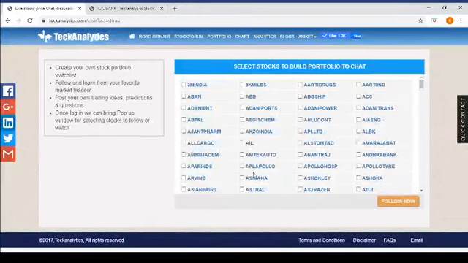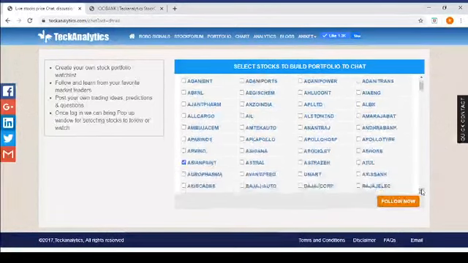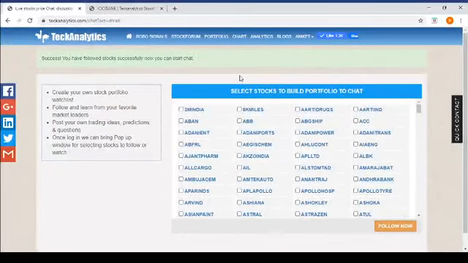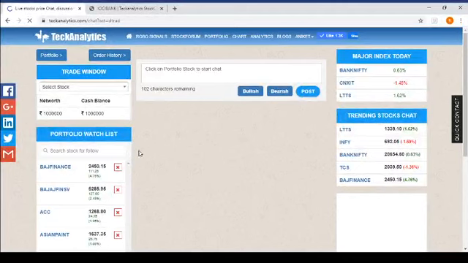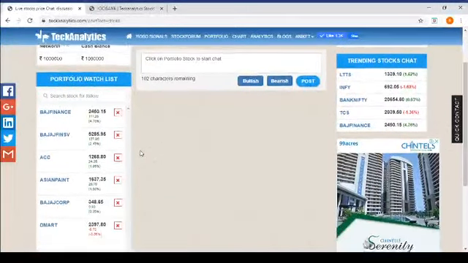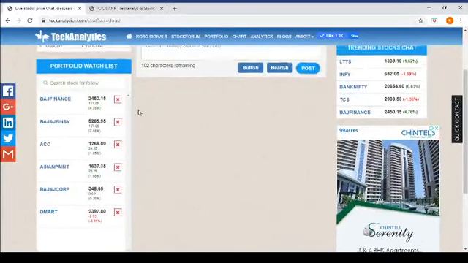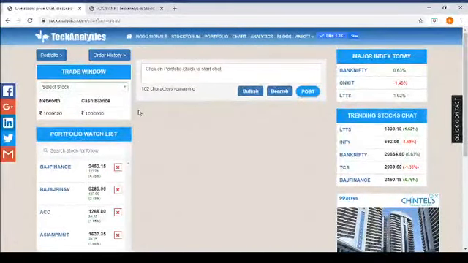You can pick, let's say I pick Asian Paints, any number of stocks you can pick. For demo purposes, I am just picking a few, for example DMart, Bajaj Finserv, Bajaj Finance. So I click follow now. The moment you click follow now, you will see the portfolio watch list on the left side. These are the stocks we have added to the portfolio to watch.